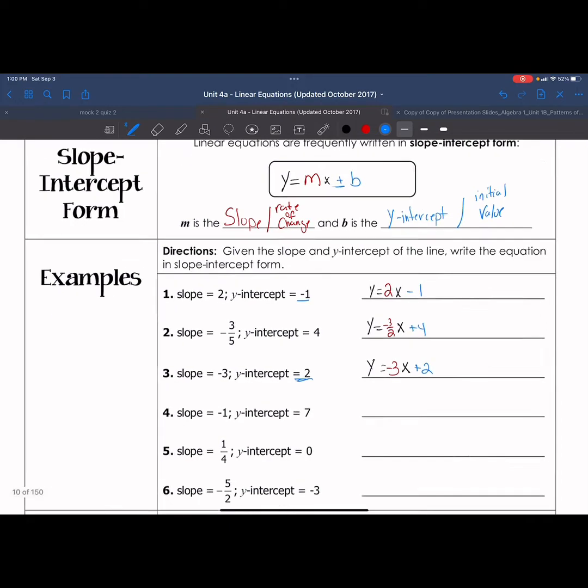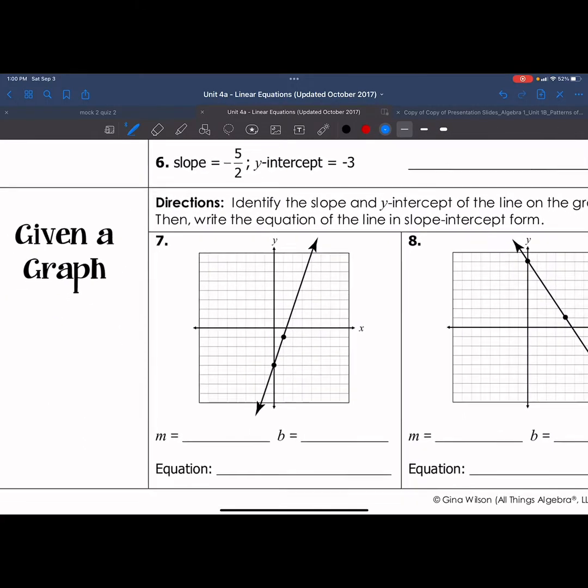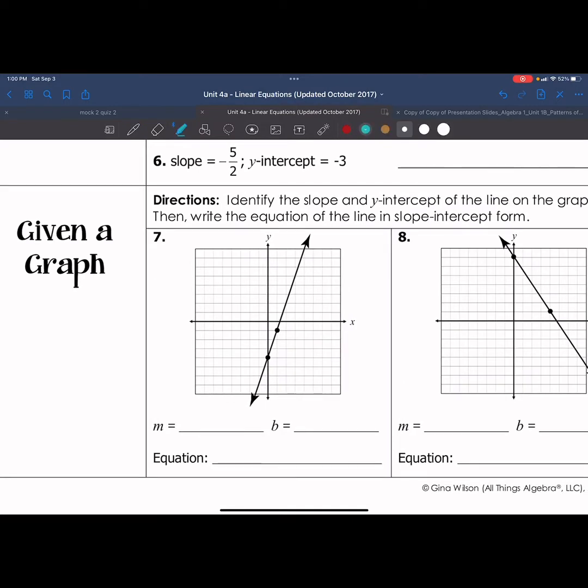Let's look at some graphs. We know the equation is y equals mx plus or minus b. The first thing I like to do is establish the y-intercept. We have the y-axis, and the y-intercept is where this line crosses the y-axis. In this case, it crosses right here, and that number is -1, -2, -3, -4. So my b is -4.